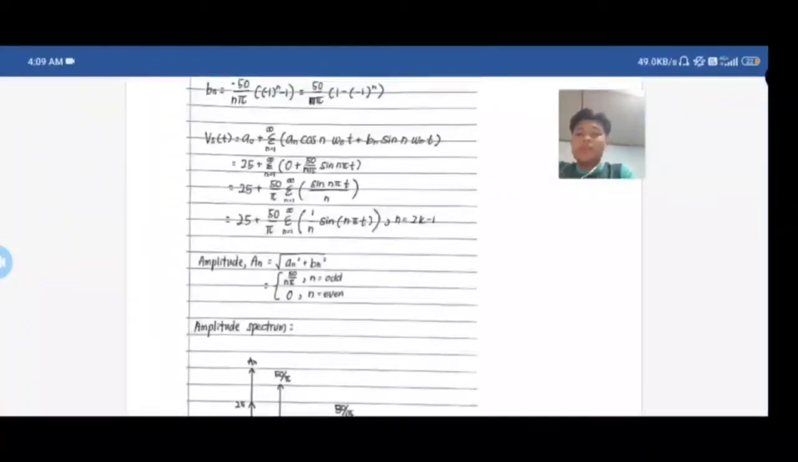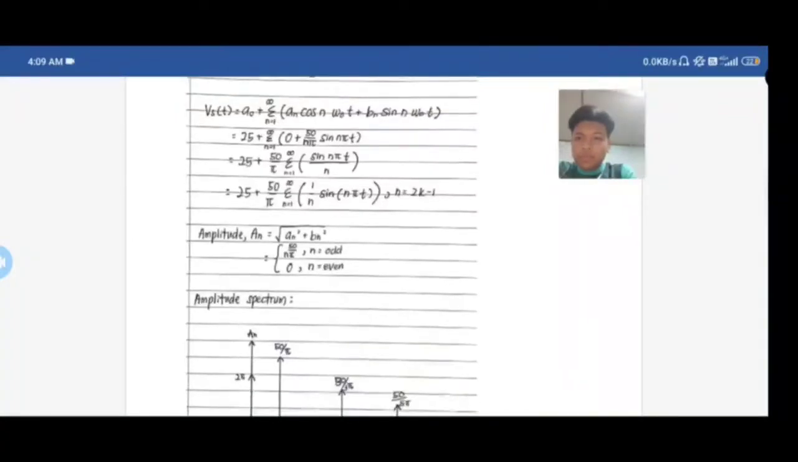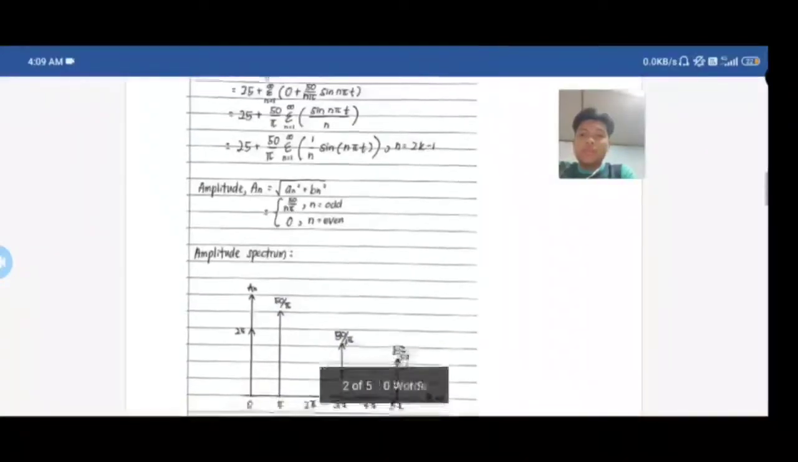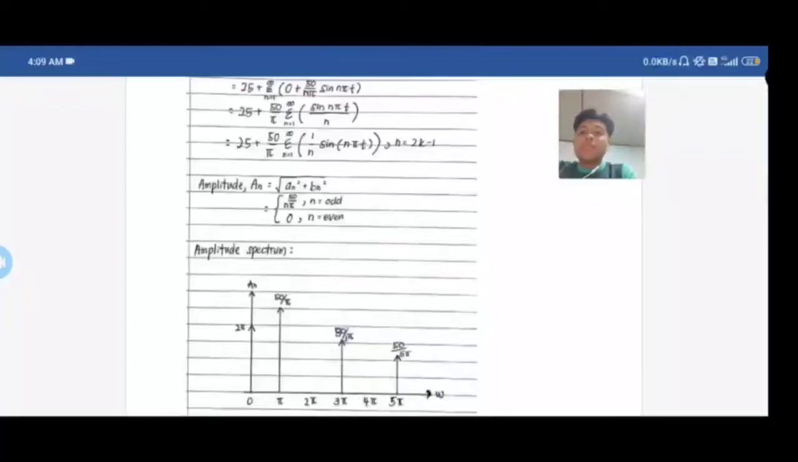So after we plug in the value 25, we'll get the answer: 25 plus 50 over pi, 1 over n sine n pi t, where n is equal to 2k minus 1. So this is our amplitude.